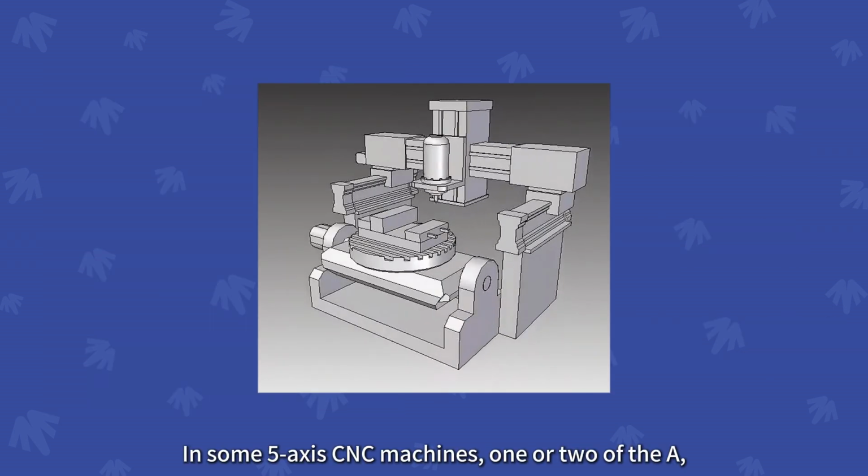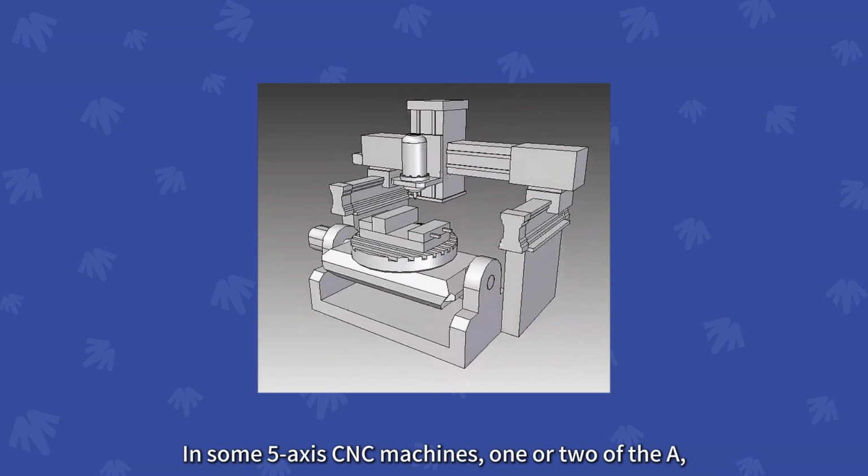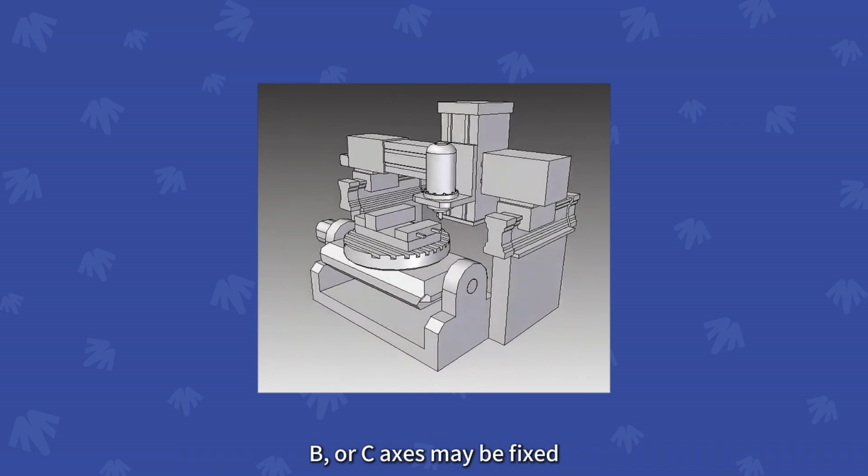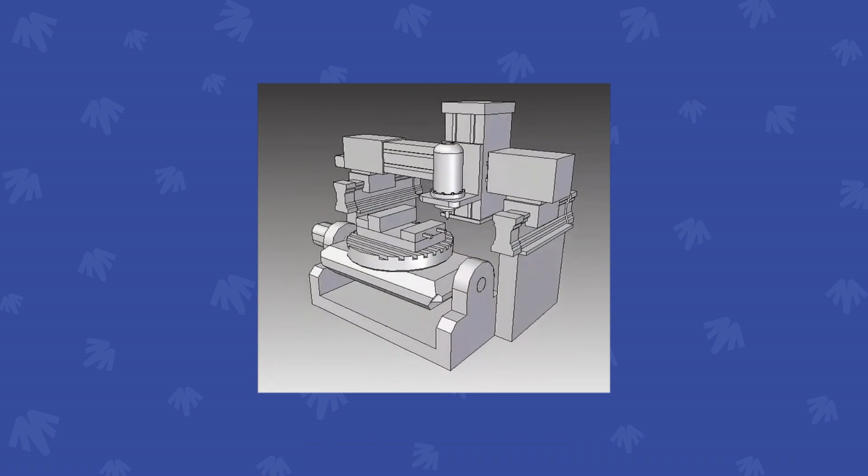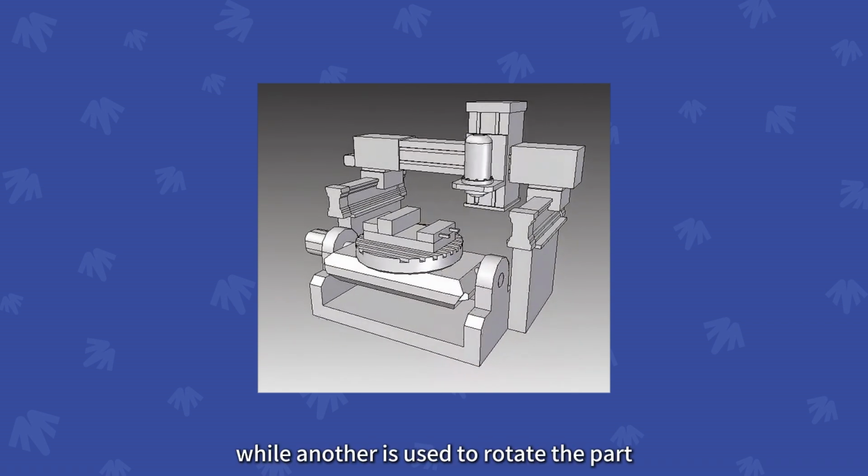In some 5-axis CNC machines, one or two of the A, B, or C axis may be fixed, while another is used to rotate the part.